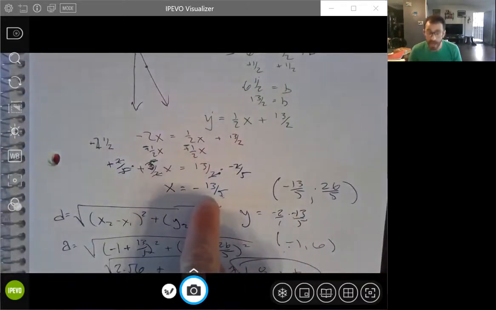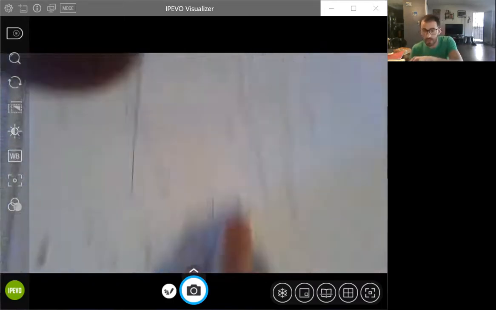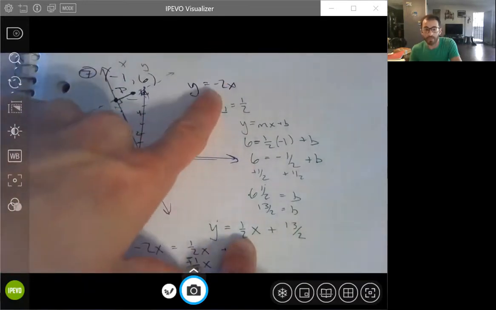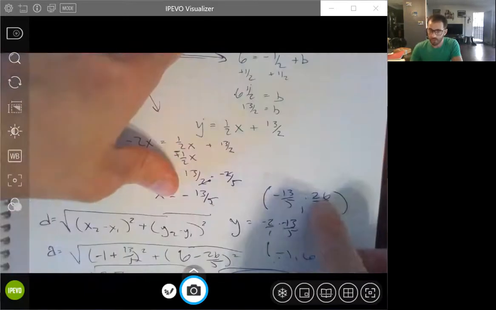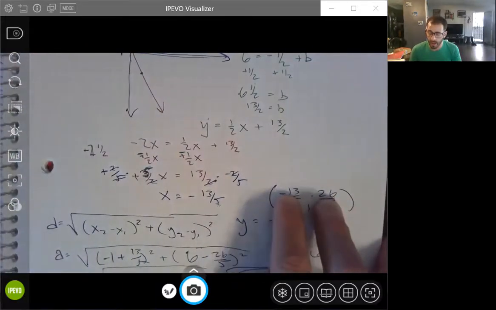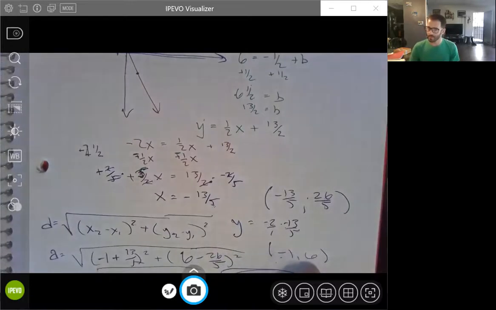So we have that x. How do you find that y? We plug it into an equation. You pick your favorite equation. This one or that one. I picked that one. So there you go. You get 26 over 5. Now we have the point on the line that's closest to the point from which we started.